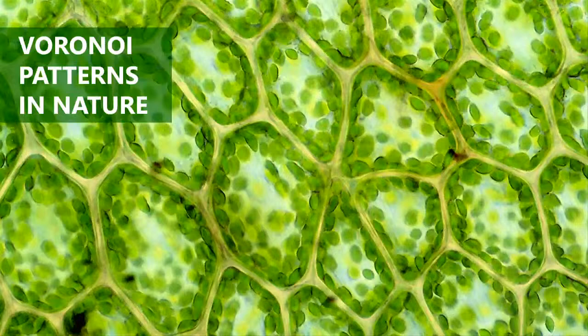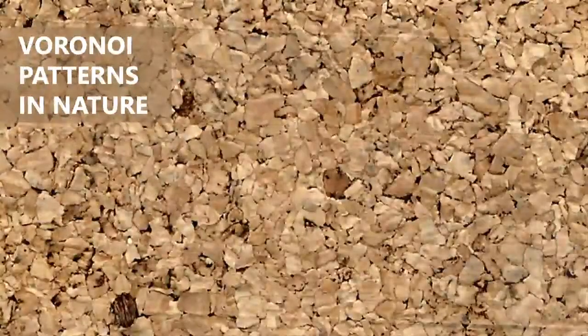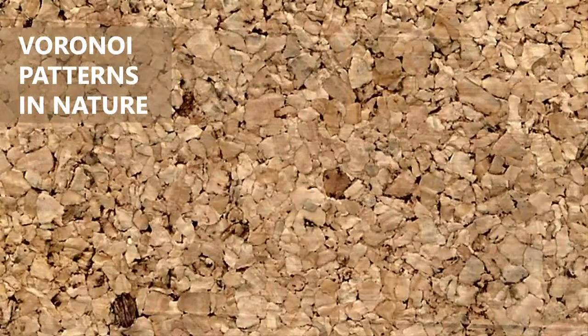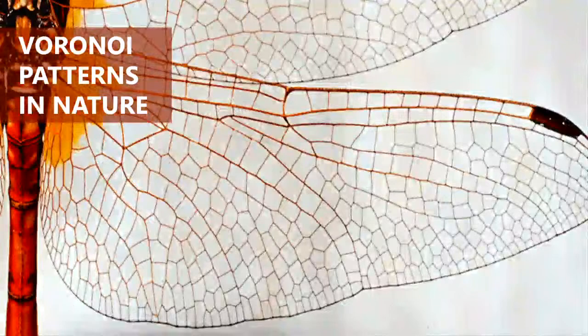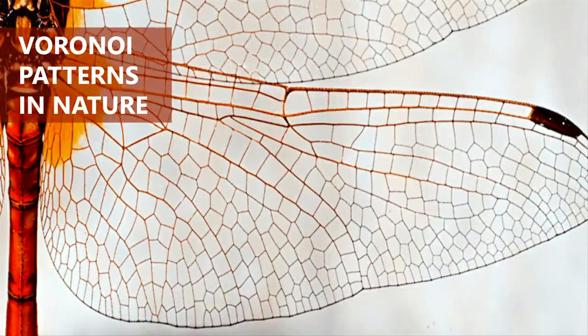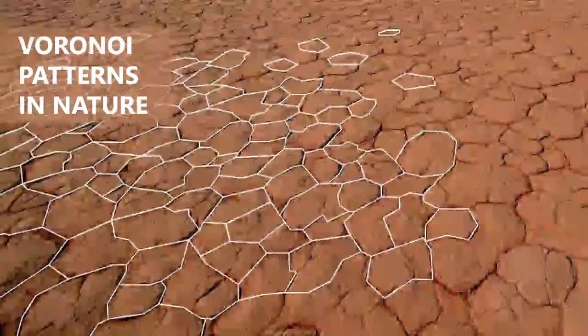Cells and plants. The way leaves grow. Corkwood. It's the way that biological tissue grows. Even the patterns on giraffes can be described by Voronoi patterns. And the wings of dragonflies. Bone. This is a microscopic look at bone, or a small-scale look at how it's composed.